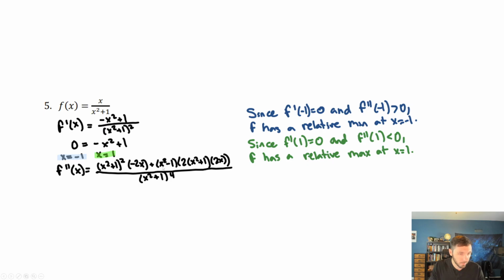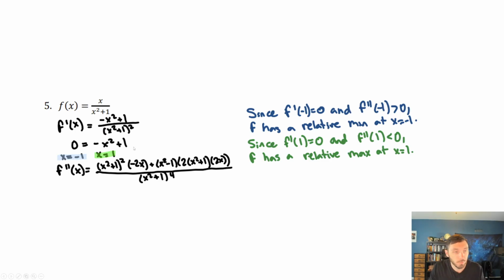When I plug in -1 here, that's 1 minus 1. This is all 0. I don't care about it. And I don't even want to plug in this -1 down below because I'm raising it to a 4th power, which will always make it positive. So I have a positive number plus 0 over a positive number. That is positive. So therefore, that is a minimum value.